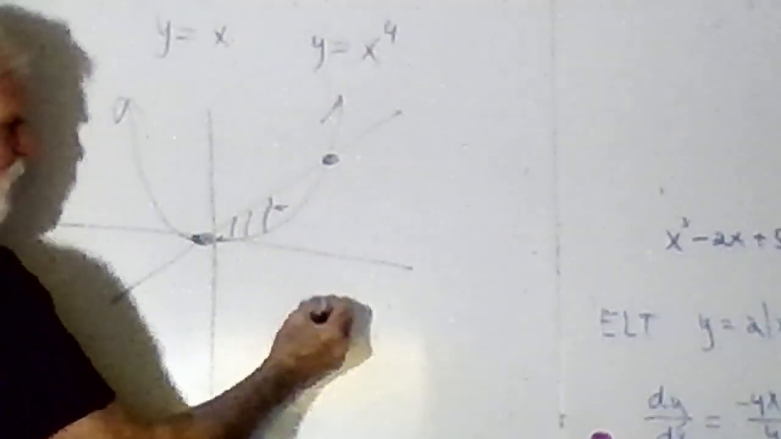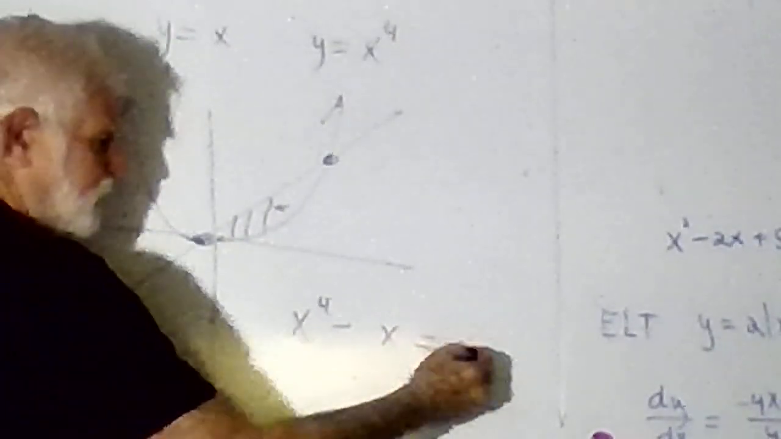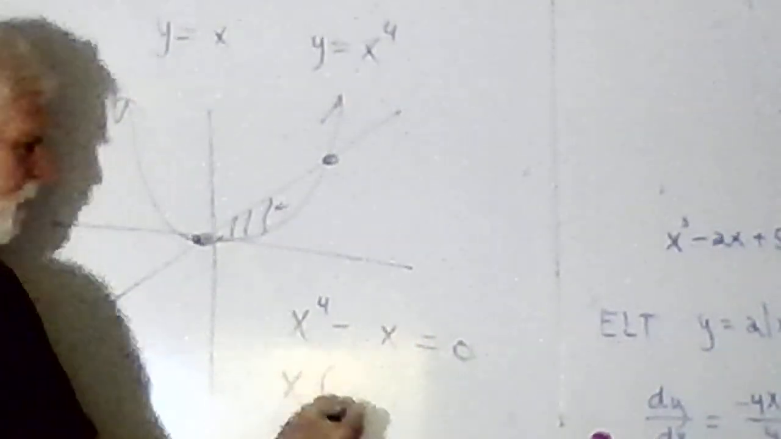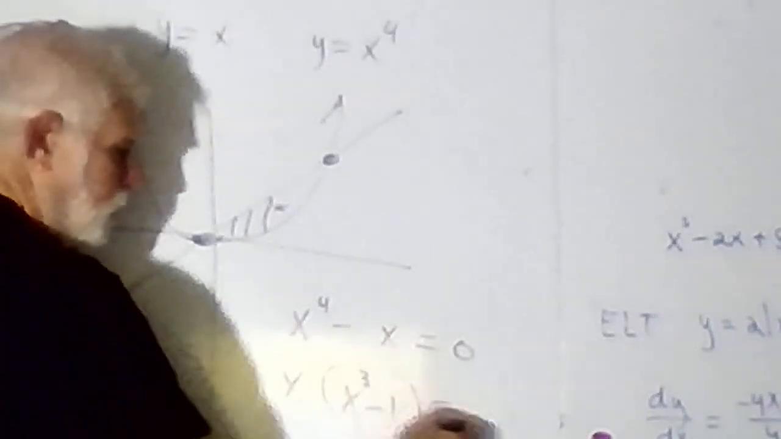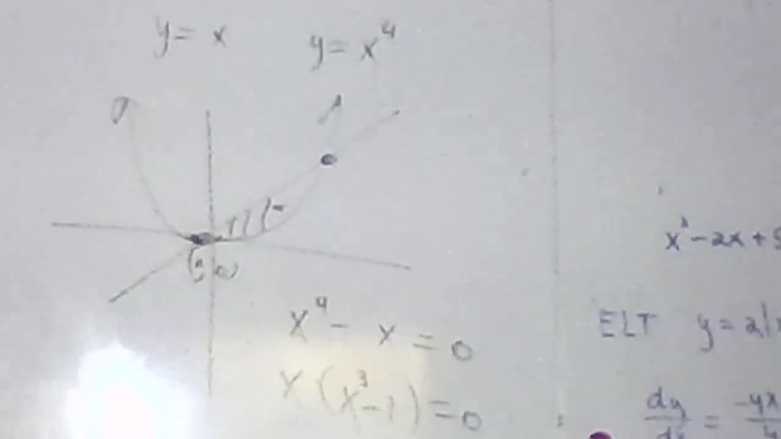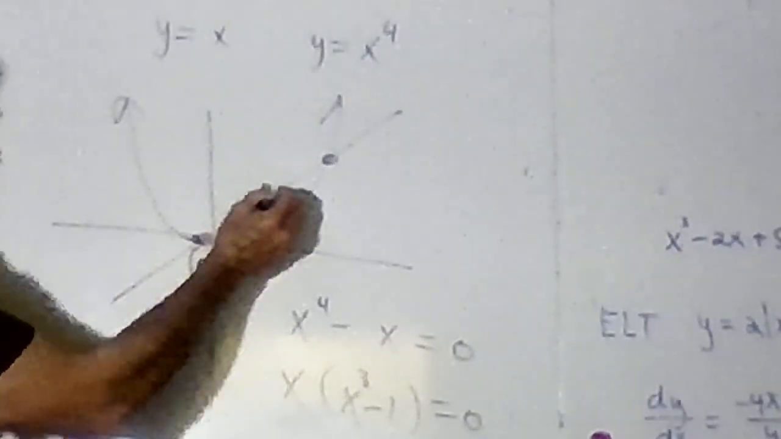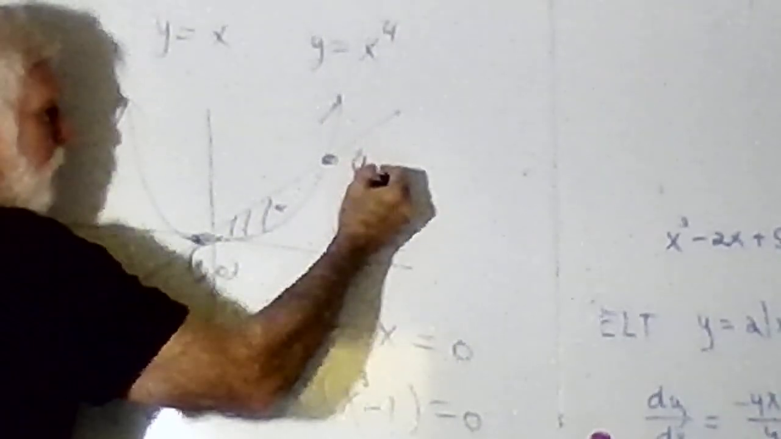So we set x to the 4th equal to x, which means we subtract x and set it to 0. We factor out an x, and we get x to the 3rd minus 1. And we can see that we intersect at 0, 0. We will be doing intersections with respect to y at some point. So I'm giving you the x and the y. And it also passes through 1, 1.